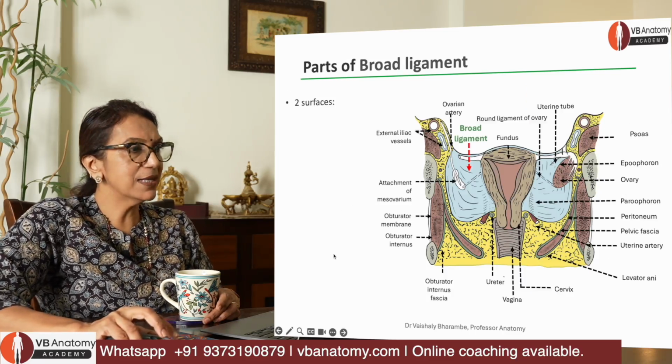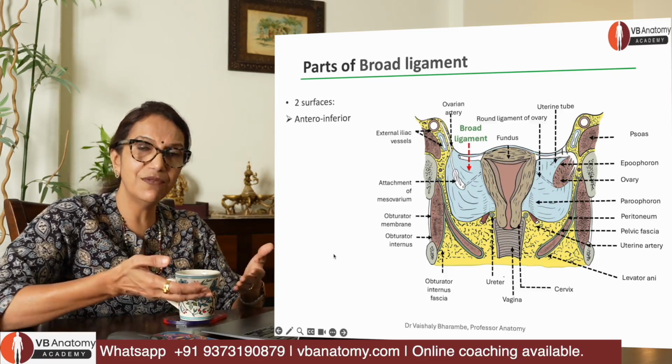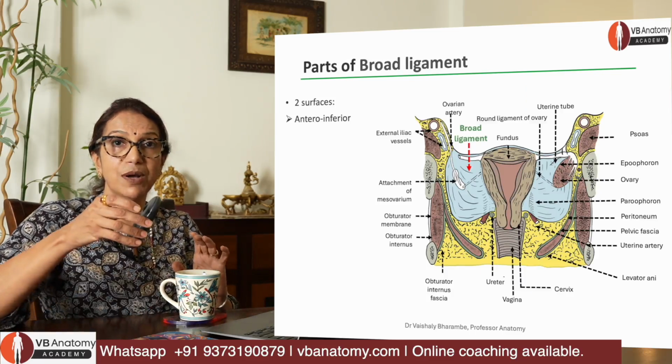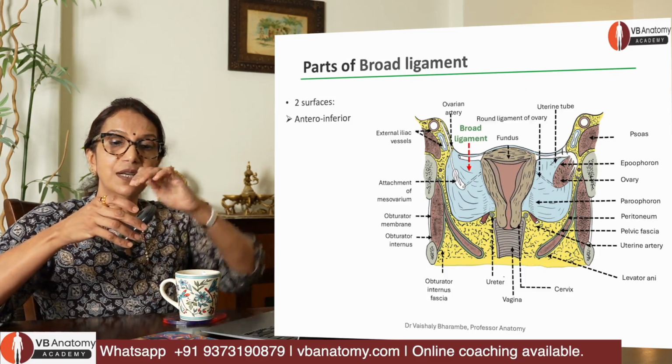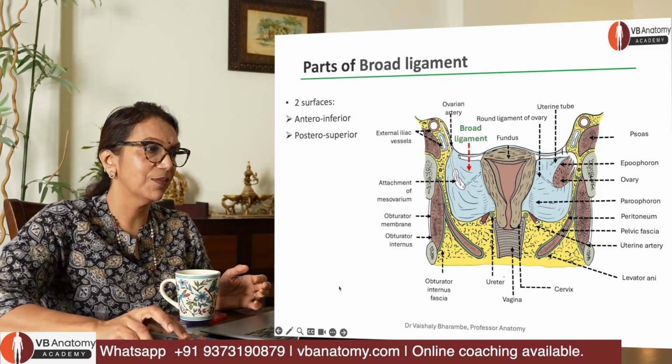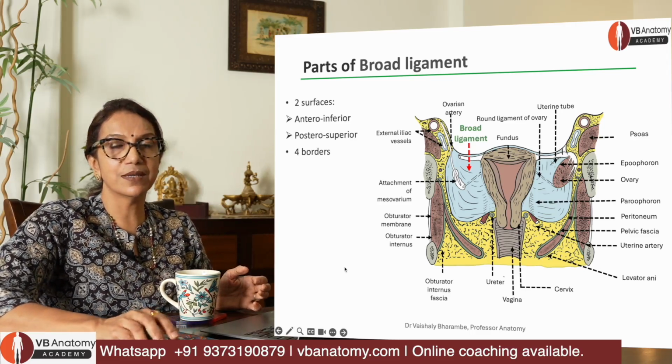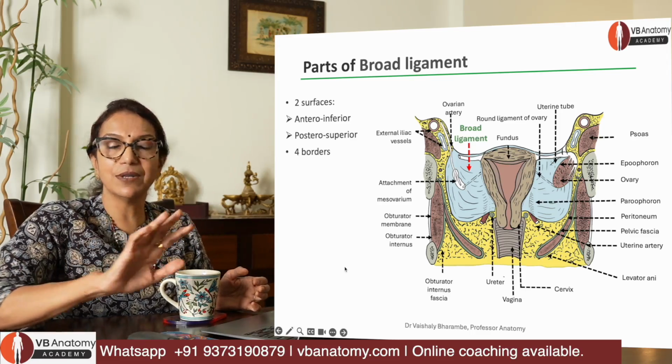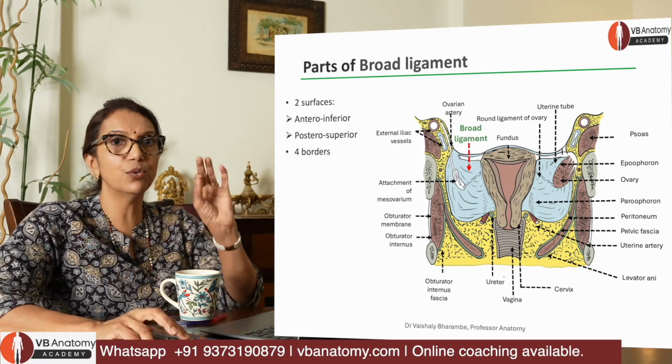The broad ligament has got two surfaces, antero-inferior and posterior-superior. So you can use the mouse to understand antero-inferior, posterior-superior surfaces. Four borders: superior, inferior, medial, lateral. Self-explanatory, I'll just run through the basics here.